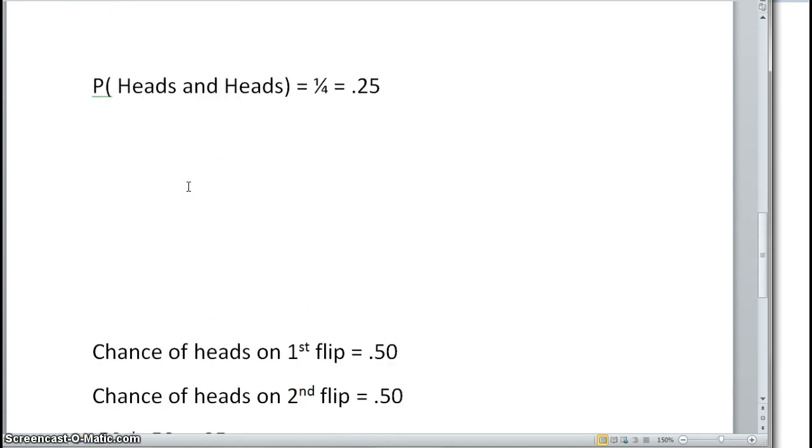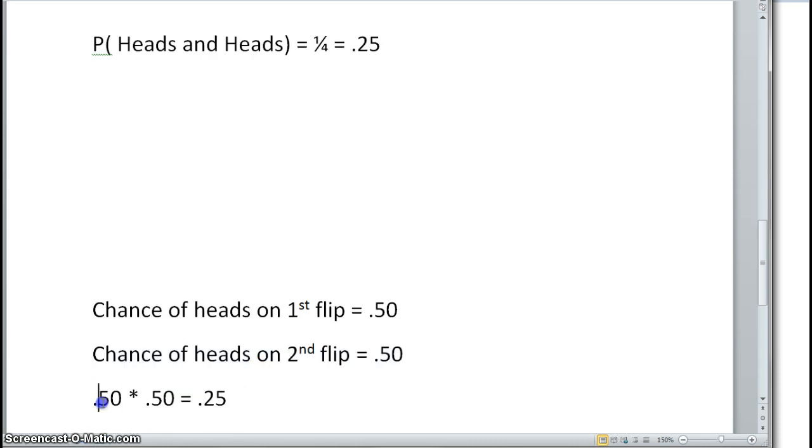So let's look at it. The chance of heads on the first flip is 50%, and you get the same chance of heads on the second flip, which is 50%. So when you multiply your chances together of each event, you get the same result. 25% chance of getting heads and then heads. So in a nutshell, multiplication principle: find the probability of the first event and multiply it by the probability of the second event, and that'll give you your answer.